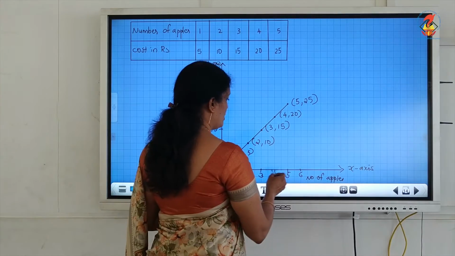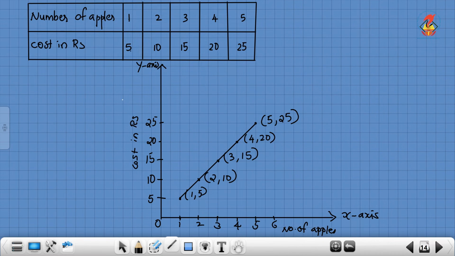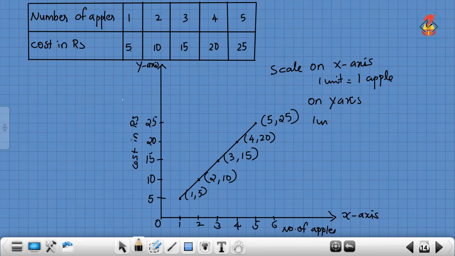Here you can write the scale. Scale on x axis: 1 unit equals 1 apple. Scale on y axis: 1 unit equals 5 rupees. You should write the scale also.